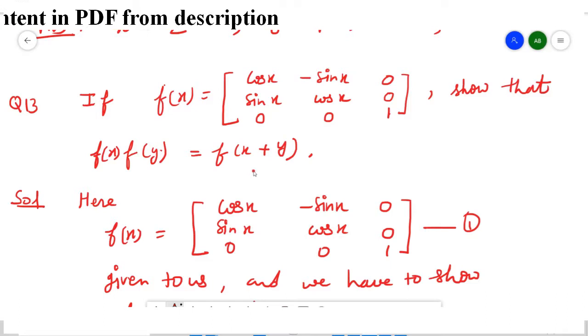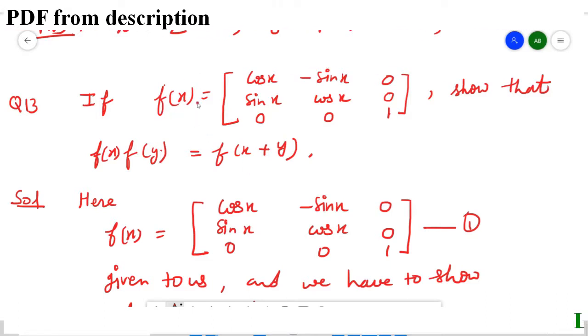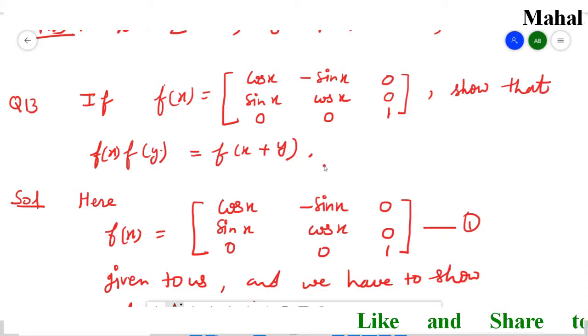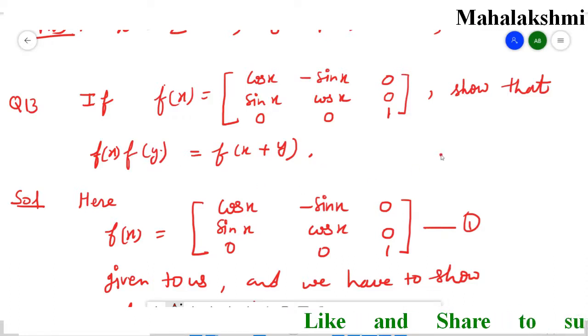Now what is the meaning of this? Students, f(x) means the variable is x. Now f(y) means instead of x, if we replace x by y, then we will get f(y). So I am just writing here and I am explaining.